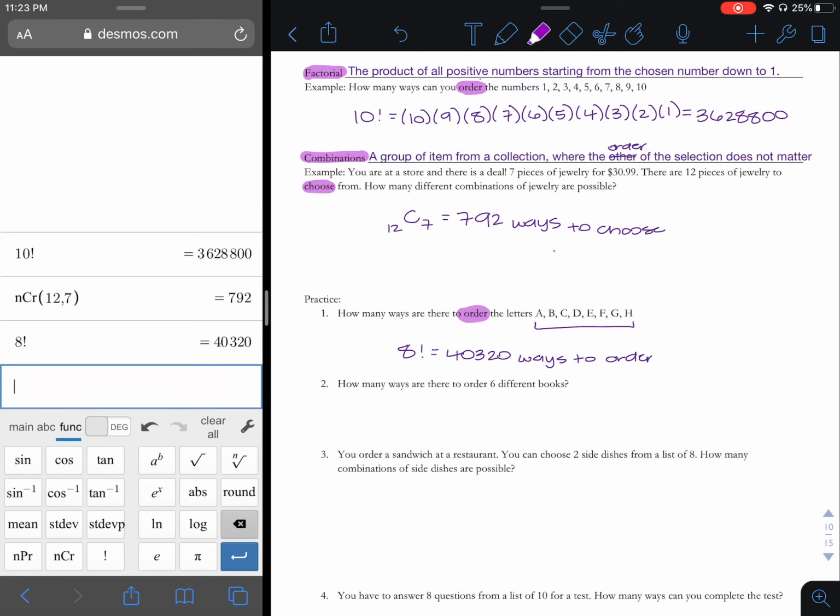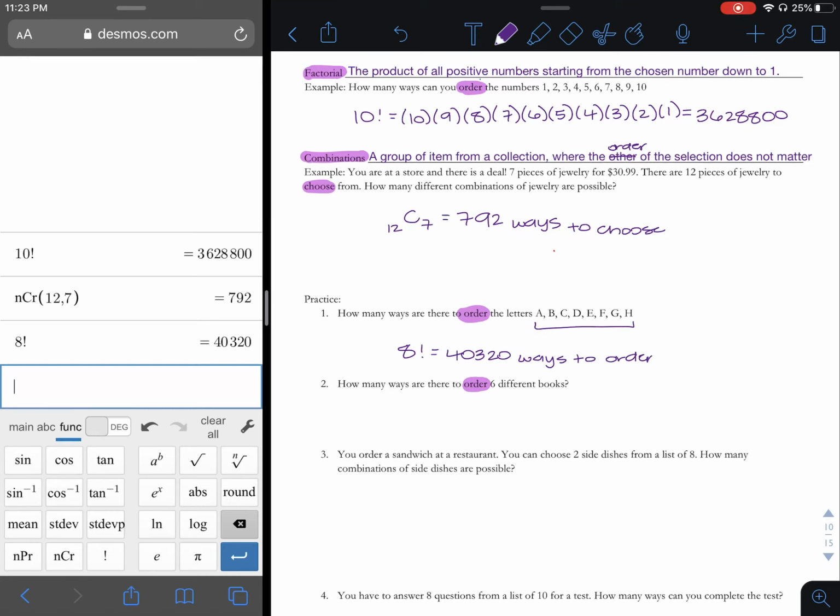All right, let's talk about number 2. How many ways are there to order 6 different books? Okay, let's say I have 6 different books. I've got a science, math, English, a couple of English ones, history, and then an art book. So I have 6 different books. How many ways can I order them?